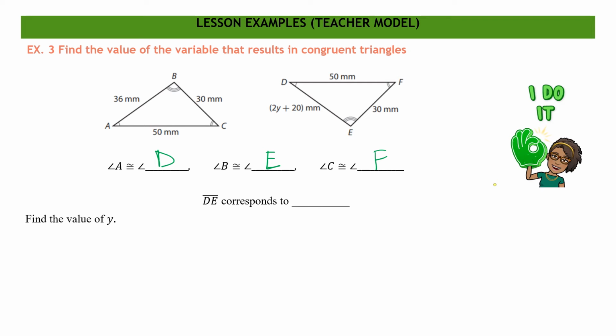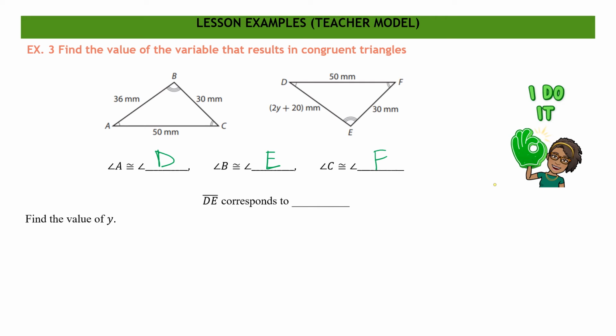And looking at the triangle, it says side DE would correspond to what side? Well, DE has the endpoints of D and E, and we know D corresponds to A based on the angle that we saw.